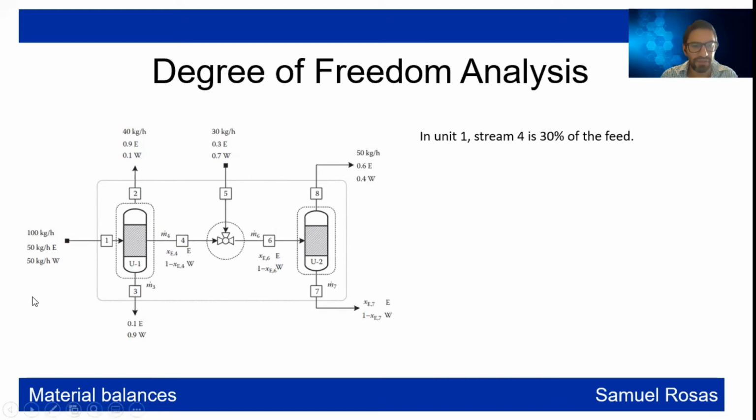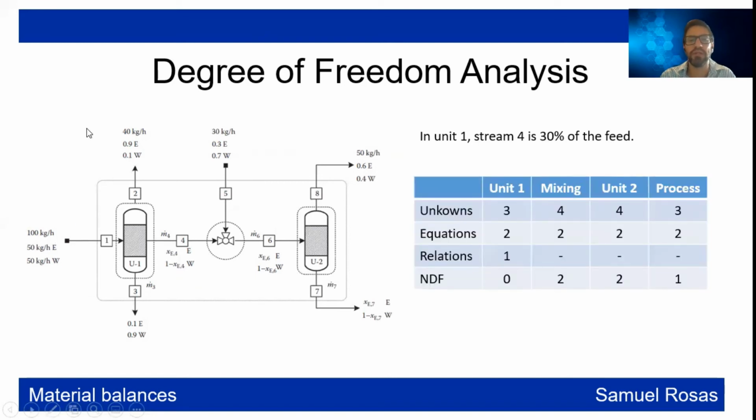Let's suppose that you have this example where you have this input to this unit 1, and you are going to separate this into 2, 3, and 4. Stream 4 will have a mixture point in this case, with this feed 5, and it will yield 6, and this 6 you will have in a unit operation 2, which goes to separation in 8 and this stream 7. So you can do this degrees of freedom analysis, and you state here that in unit 1, stream 4 is 30% of the feed. So this stream is 30% of the feed, right?